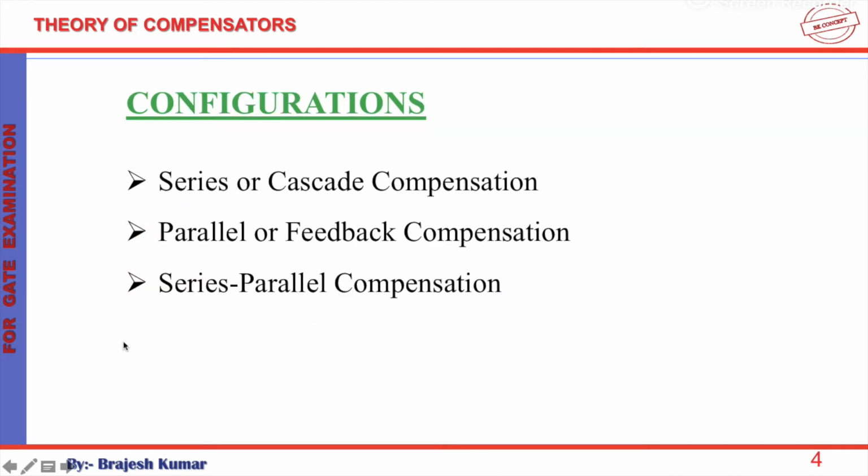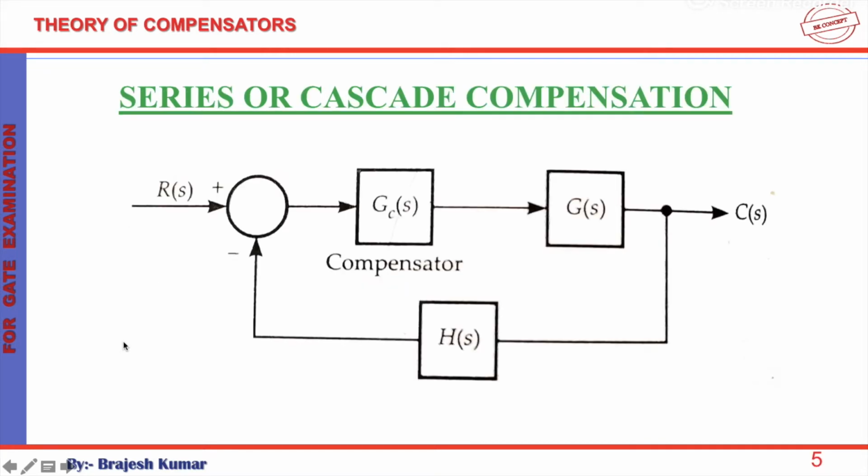So we have various configurations in which these networks can be arranged. Number one is series or cascade compensation. Second one is parallel or feedback compensation. Third one is series parallel compensation. So coming to the first, series or cascade compensation.